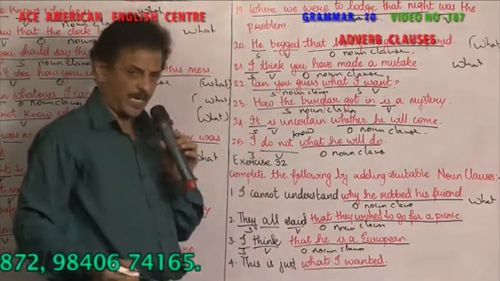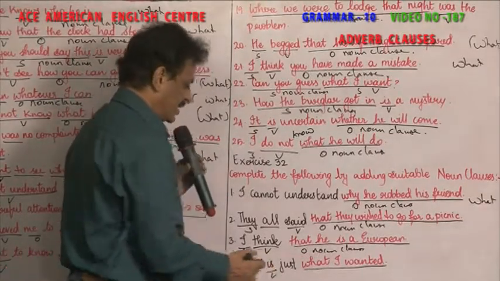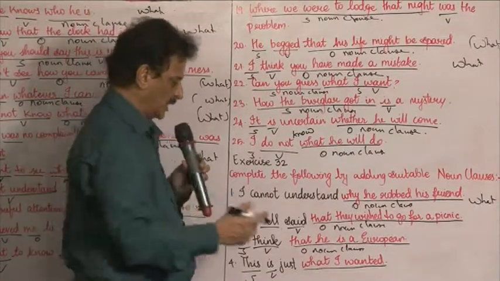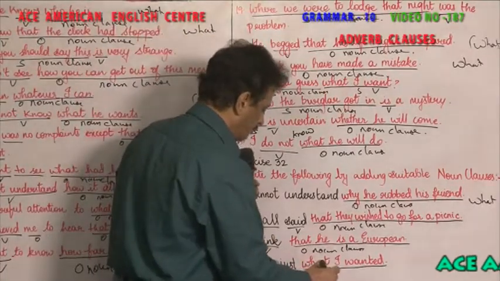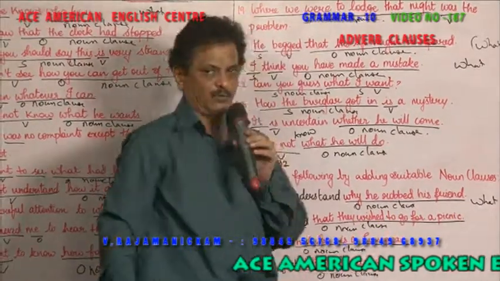This is just what I wanted. This is the subject, is is the verb. This is what? What I wanted. What I wanted becomes the object. It is a noun and it is a noun clause. Hope you are able to understand what a noun clause is.